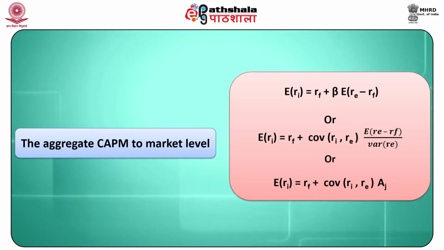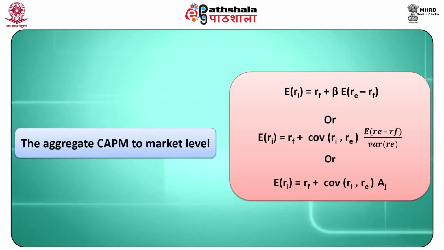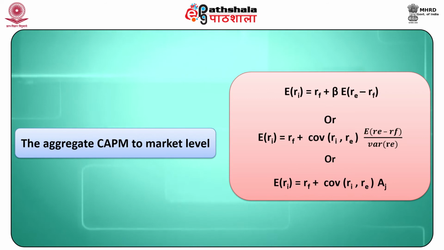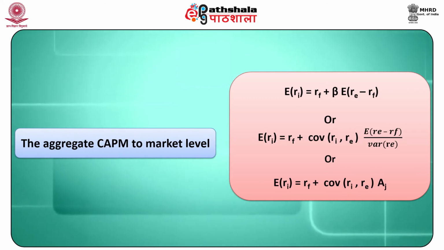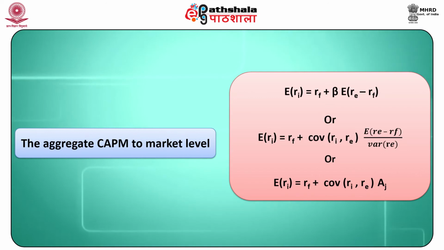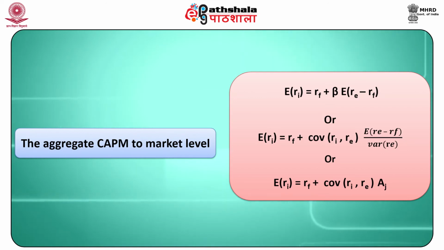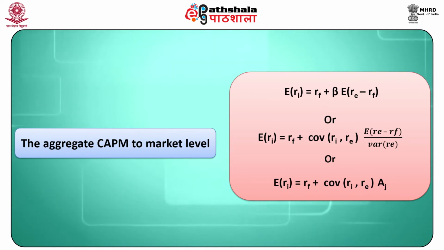If the investor holds only equity, then the price of risk is the average risk aversion of the investor in Colombia. If it is denoted by A j, then the equation can be written as E(Ri) equals Rf plus covariance of Ri and Rm into A j. Therefore, in the segmented market, the expected return is related to the variance of return rather than the covariance with the world market return.